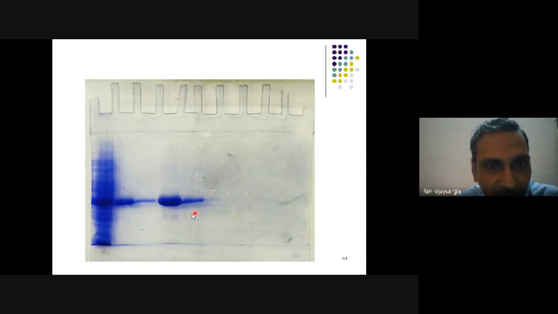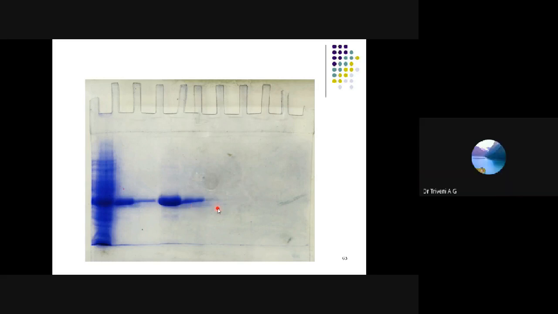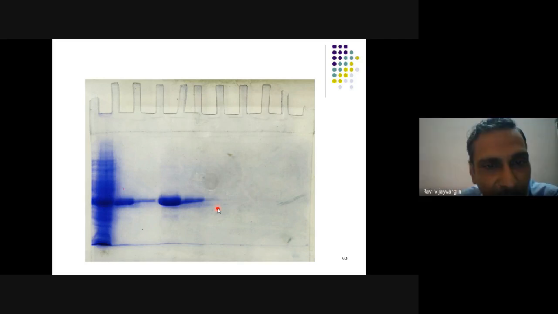So here this is just an example, again from my lab only. You can see this is the starting material. Can you see this? How many bands are here? And this is the one protein of our interest. And after subjecting this many proteins to a nickel column, you can see that only our protein of interest is purified. All of you are able to see this? Yes, sir.